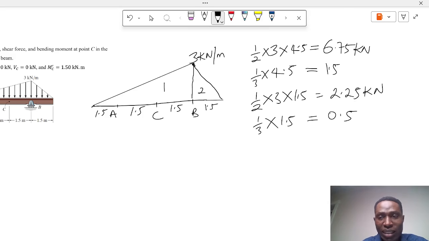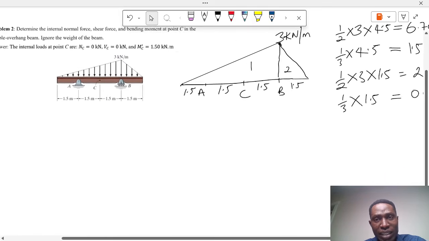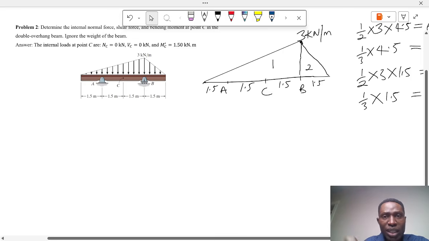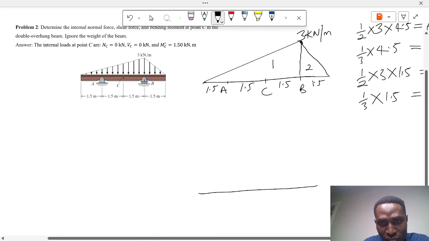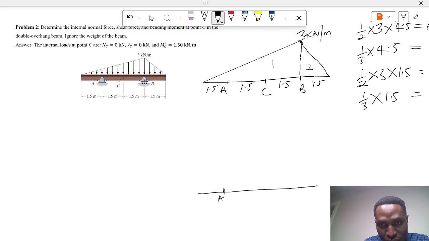So having gotten this, I will redraw the free body diagram again, and this time we include those concentrated loads. Here we have the free body diagram, and I will call this my point A. I will call this my point C. I will call this my point B. Then I extend it a bit to get to the end.